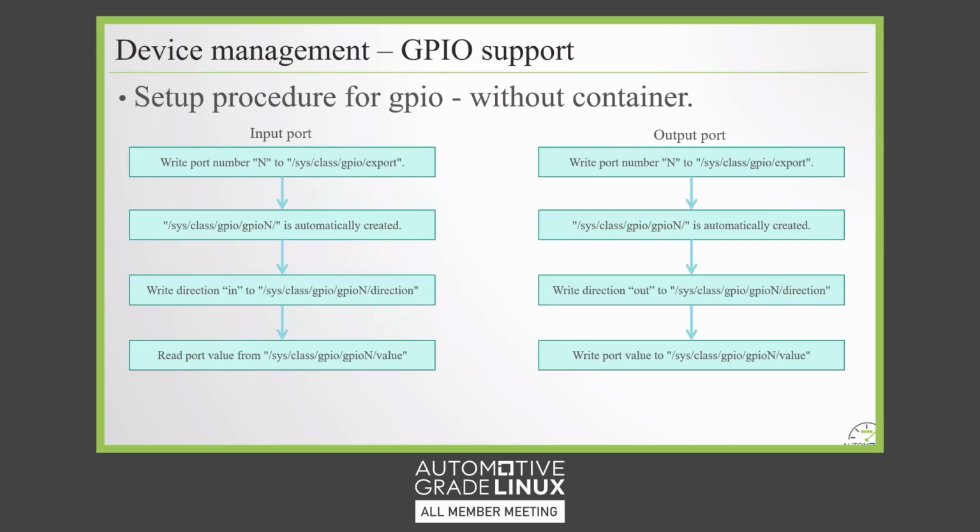The first example is GPIO. This slide shows the setup procedure for GPIO without a container. For an input port, the first step is to write the port number n to the sysfs export node. After that, the sysfs directory is automatically created by the system. The output port case is the same up to this point. For an input port, write the direction into the direction file. For an output port, write direction out to the direction file. And in the input case, read the port value from the value file. In the output case, write the port value to the value file. That is the GPIO driver.